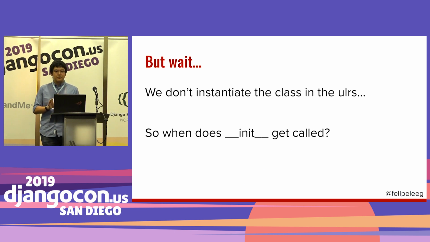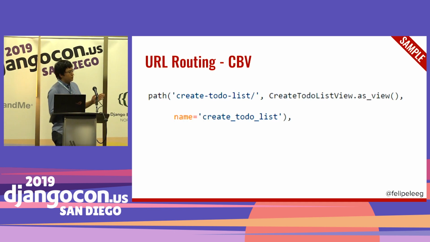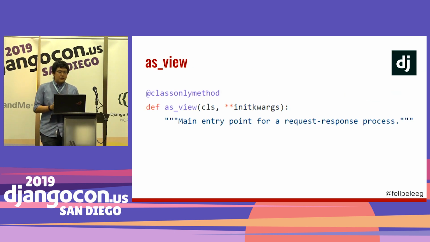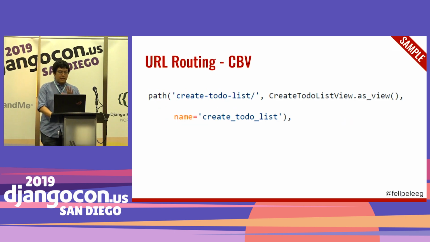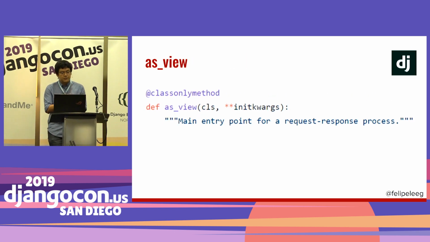Okay, so you might be wondering, hang on, we don't instantiate our class in the URLs. Just proving that again, here's the class-based views in the URLs. We don't instantiate, we call as_view. So as_view handles all this magic for us. It's a class-only method, meaning it's meant to be called from the class. And it will take init kwargs, and the name init kwargs is basically just telling you they are kwargs for your init.